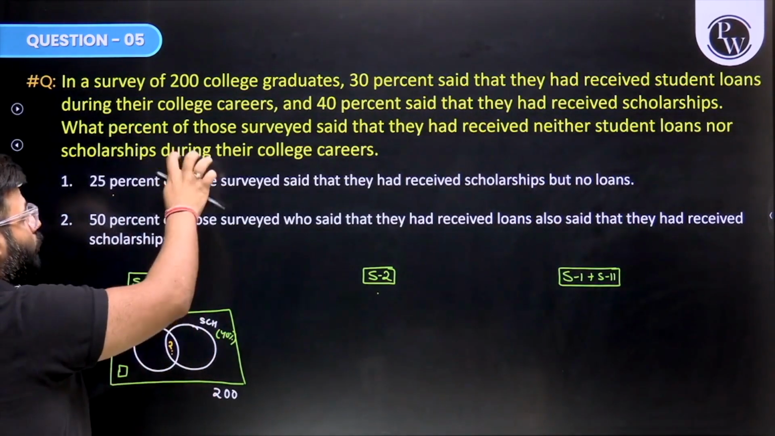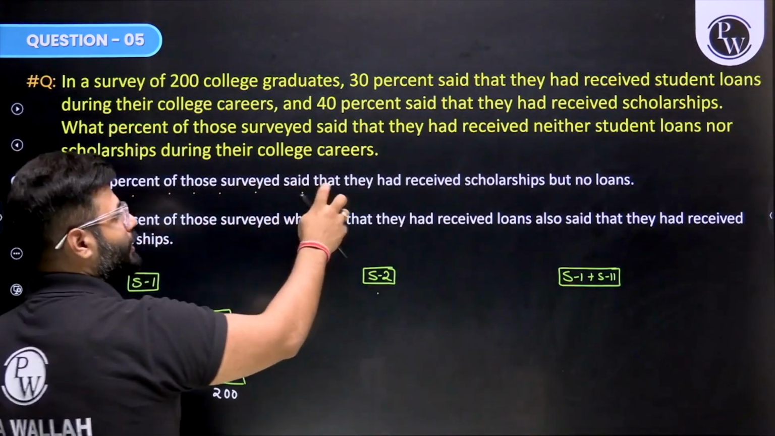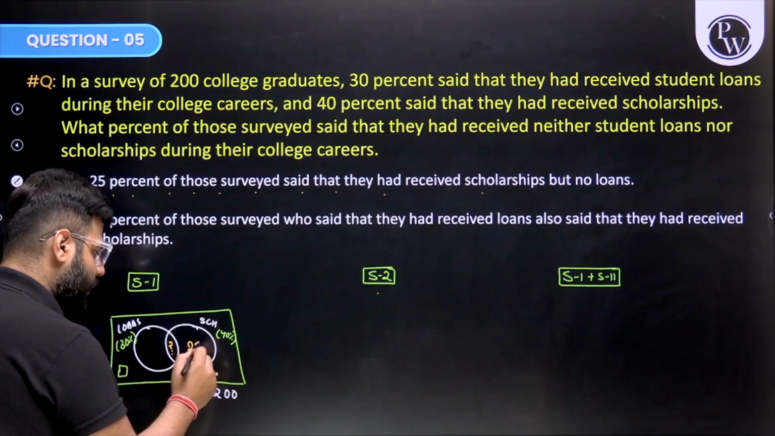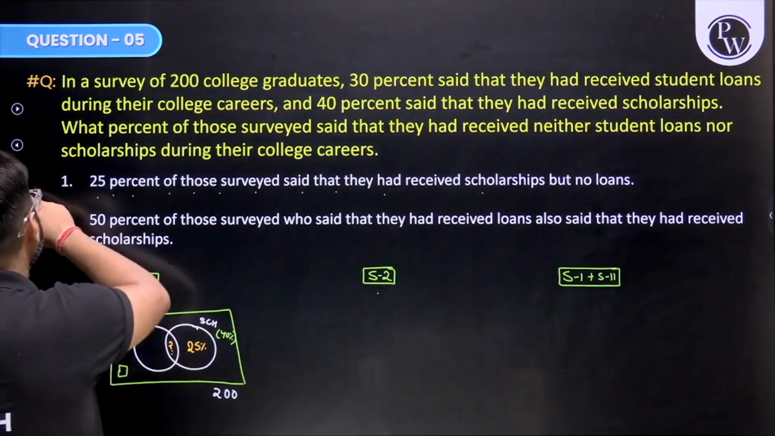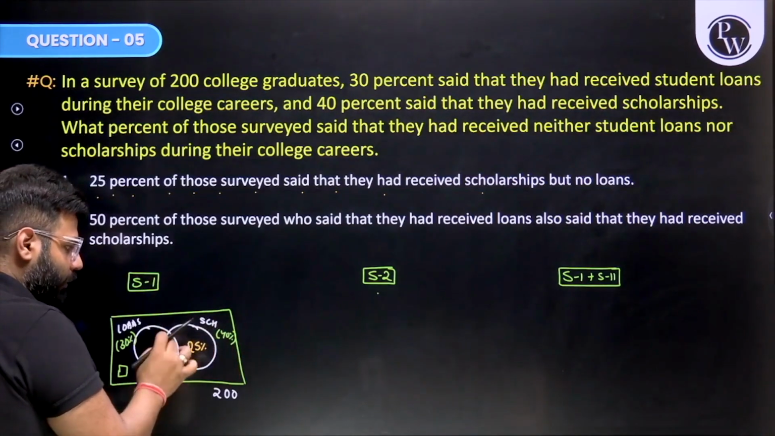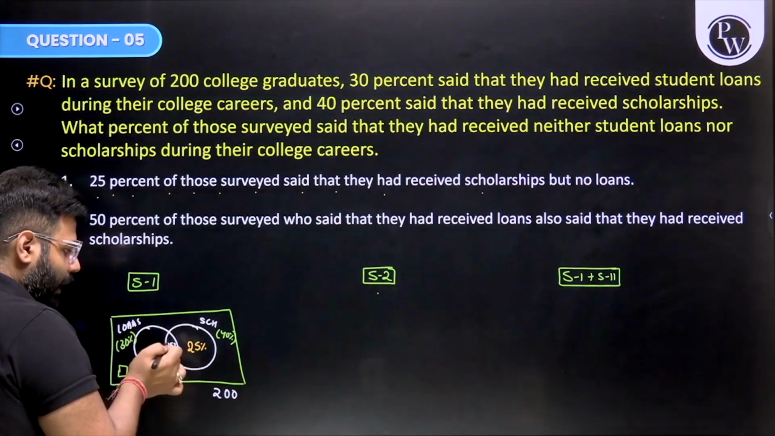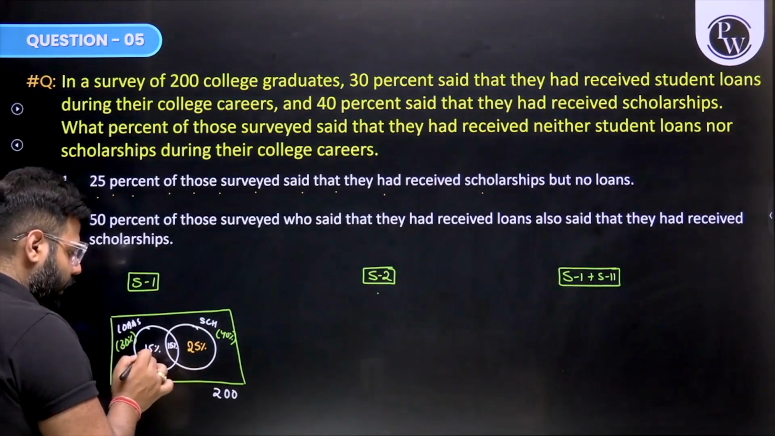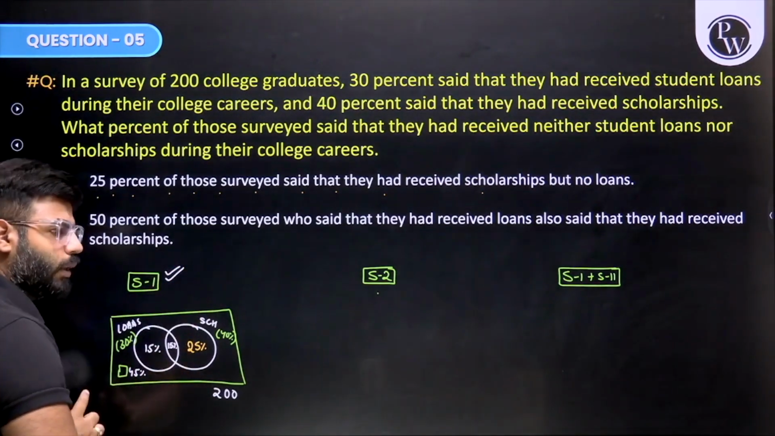This much we already know from the question. 25% of those surveyed, 25% of total, said that they had received scholarship but not loans. That means this is 25%. You have got the scholarships but not loans. Ultimately, this helps me find this, isn't it? Because I know that in total you were 40% with the scholarships, 25% lies here, so this is 15%. And now once this is known, this is 30% gone, 15%, this is 15%. 25, 40, 55, this is 45%. Data clearly sufficient. I can calculate 45% of 200.